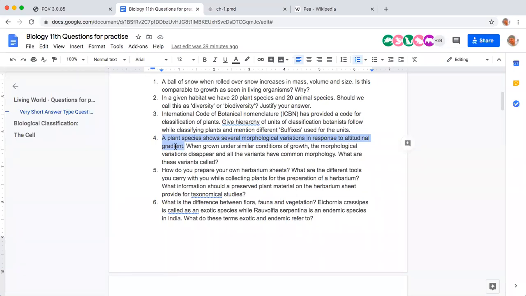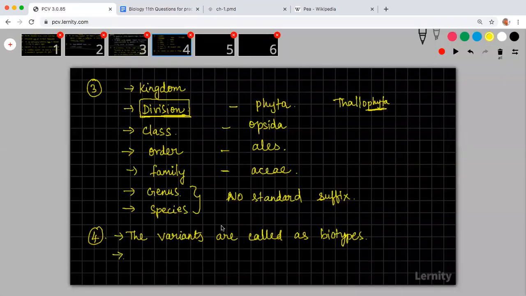Here, the question they are asking is, when grown under similar conditions of growth, the morphological variations disappear and the variants have the common morphology. What are these variants called? We call them biotypes. The variants are called biotypes. What are biotypes is the question. So now let us write the definition for biotypes.